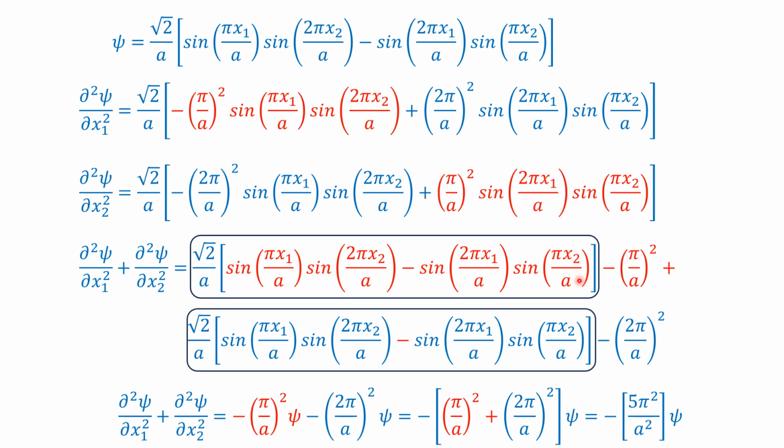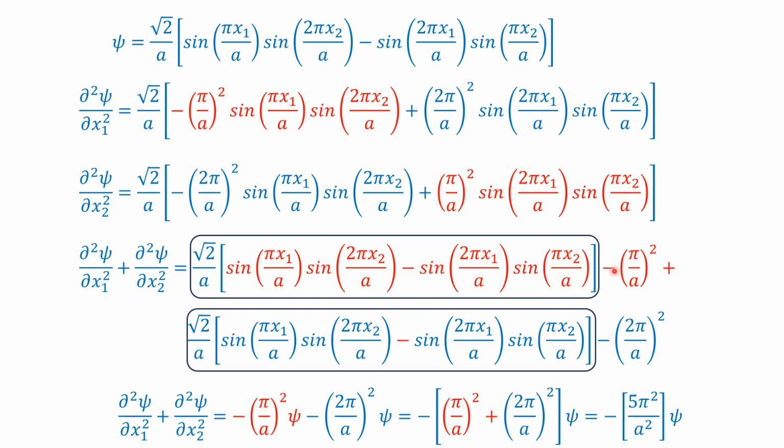So naturally, what will happen? Now you add this red color term. That's what I have done. So that is square root of 2 over a, this sine pi x1 over a, and sine 2 pi x2 over a.